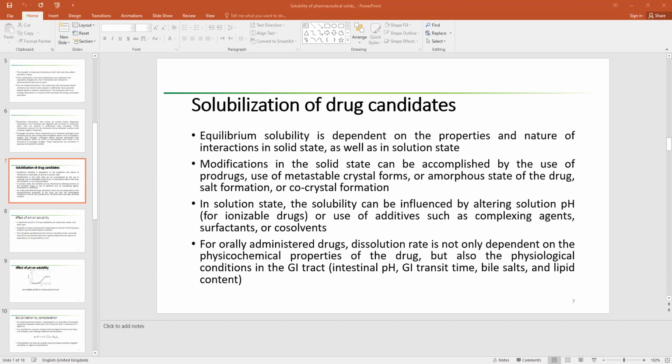However, in solution states, when you have weak acid or weak base drugs, ionizable drugs, solubility can be changed and influenced by altering solution pH or adding additives like complexing agents, surfactants, or co-solvents. Now, for orally administered drugs, we need to focus on the dissolution rate, which is not only dependent on the physicochemical properties of the drug itself, but is related to the environment, which is the physiological conditions of the GI tract, for example, the transit time, the bile salts presence, lipid contents, and intestinal pH.